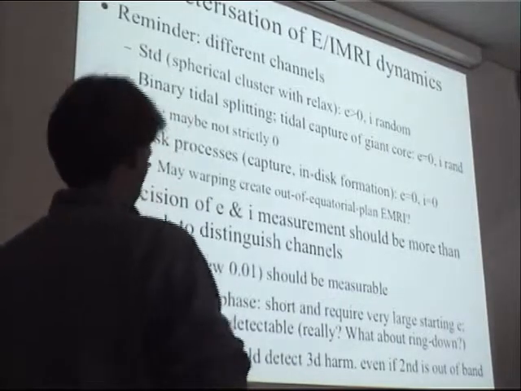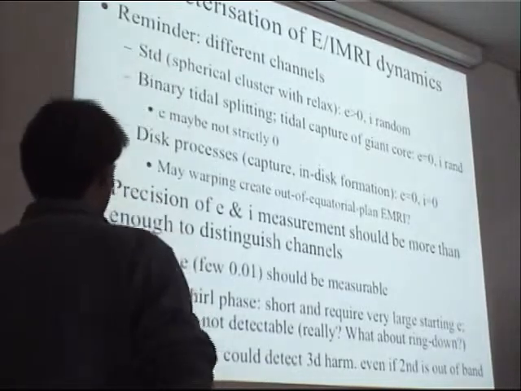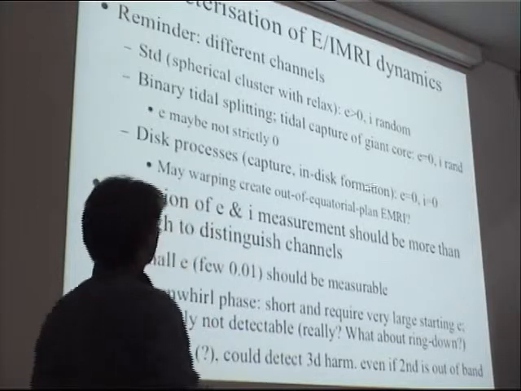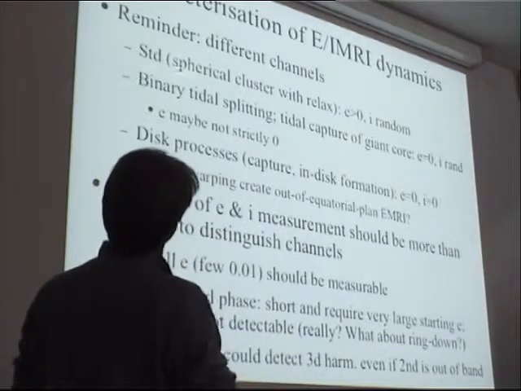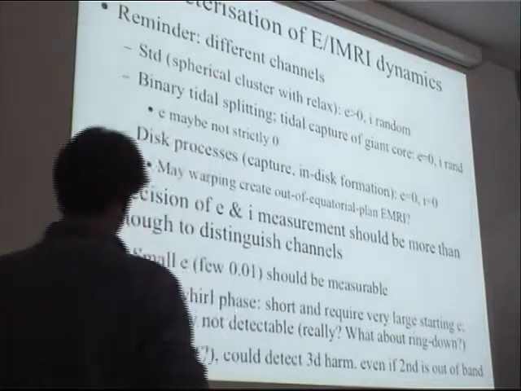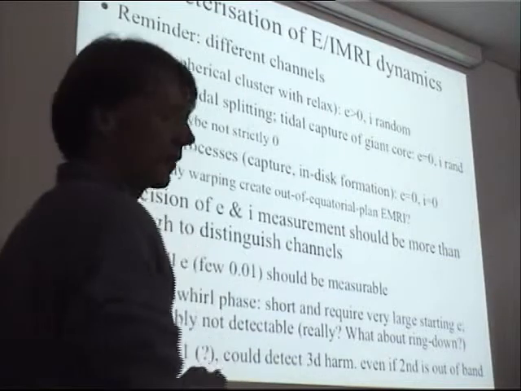Actually, I understood that it might be possible to detect very small eccentricity, a few percent, and I think then the eccentricity of some of the tidal scenarios might not be strictly zero, so this may be detected, which would be nice. Which would be another way to distinguish between these two possibilities.